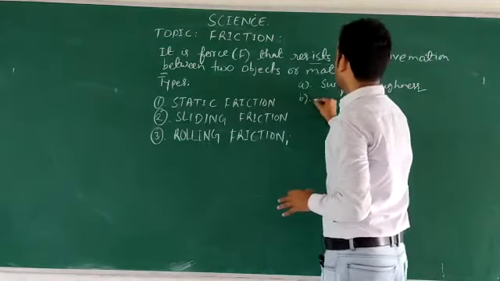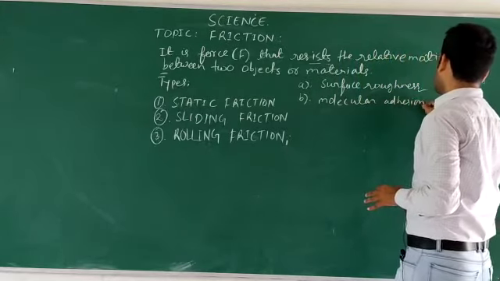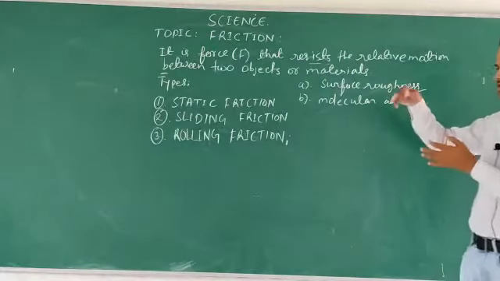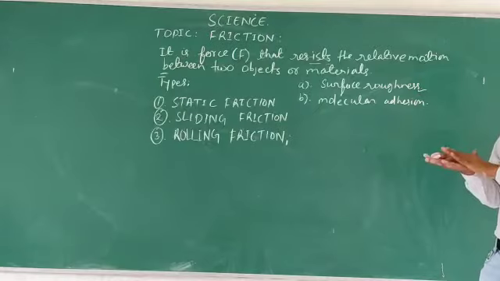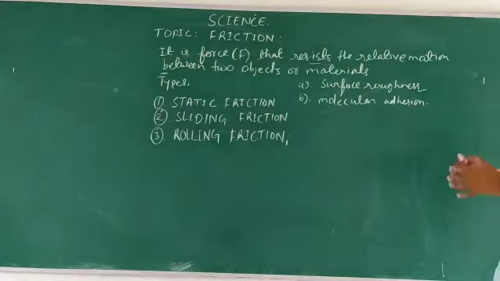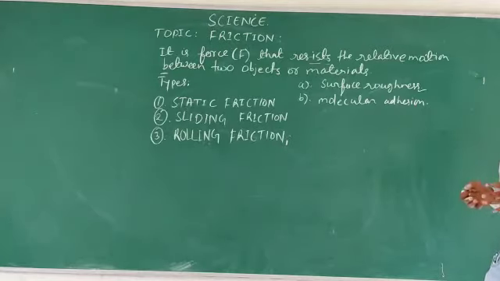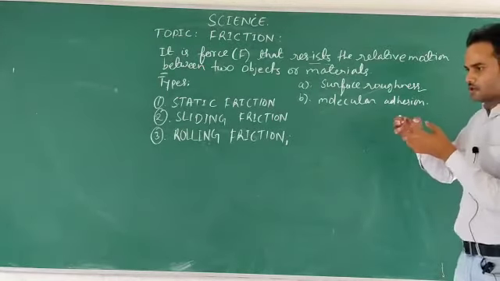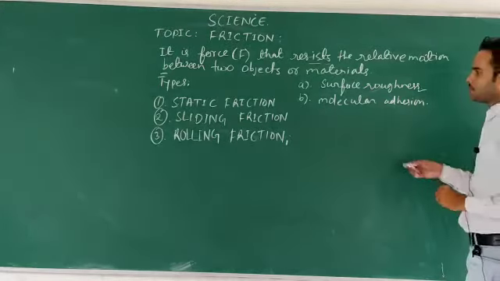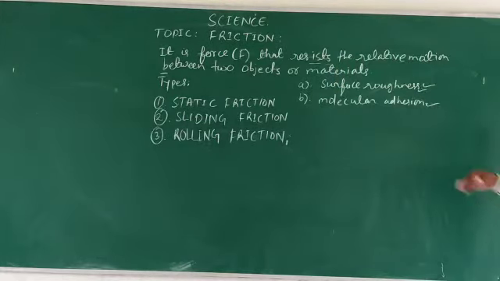And the second one is molecular adhesion. Molecular adhesion means, suppose a raindrop is on a leaf. You can observe that they have molecular adhesion, meaning the molecules and atoms of the leaf surface and the water drop surface are in contact with each other. That is why there is molecular adhesion. So these are the major reasons of friction.